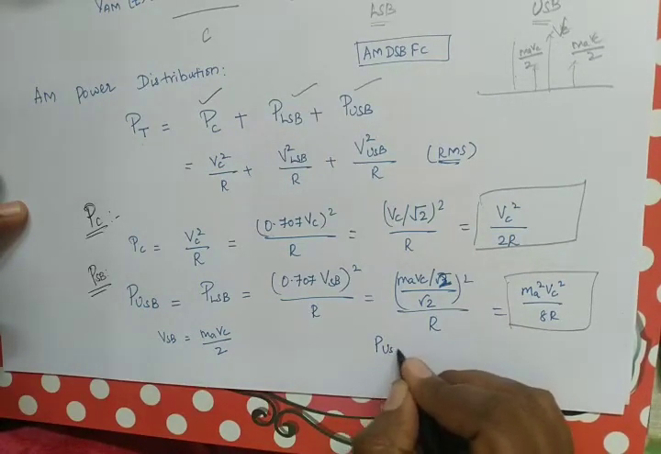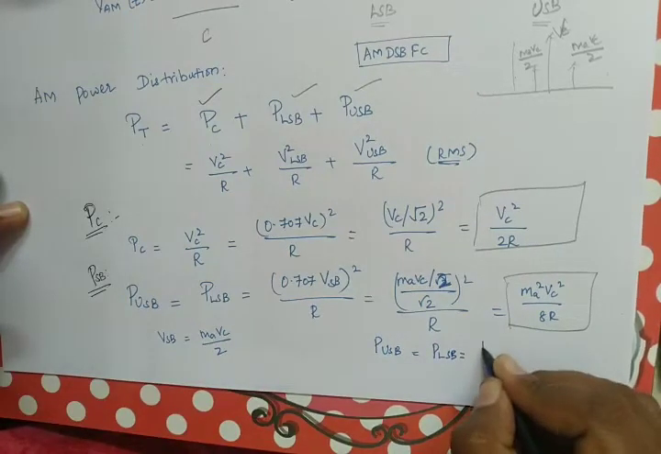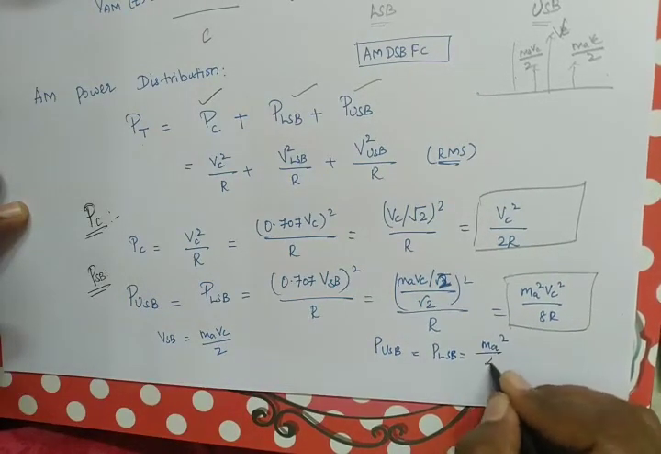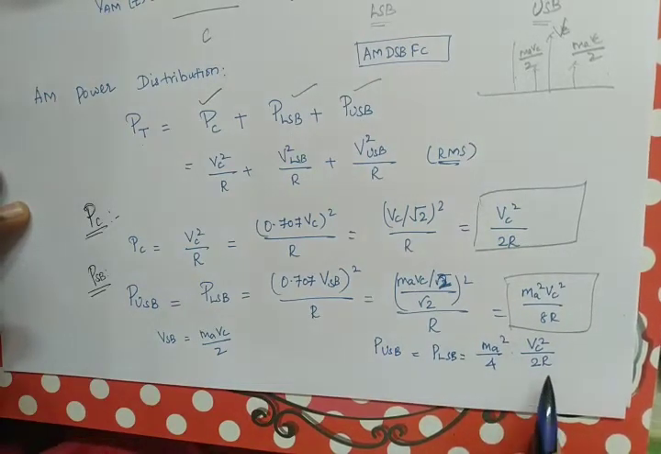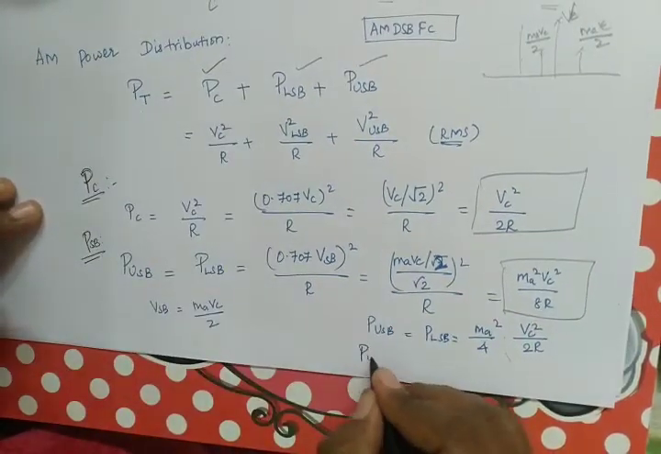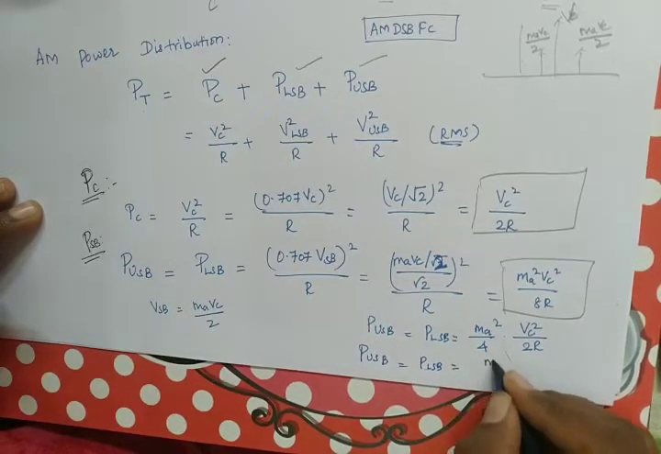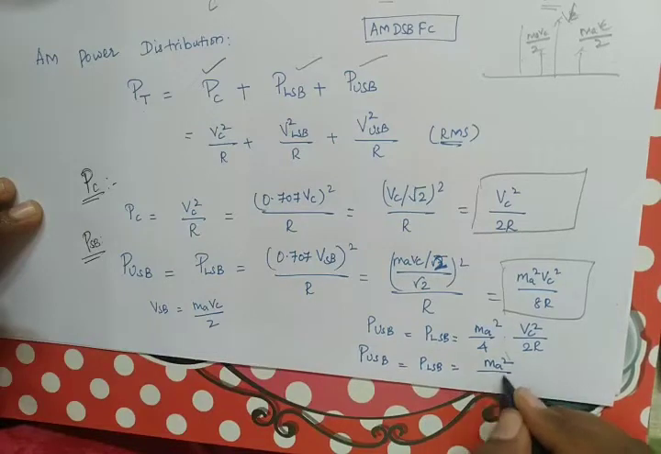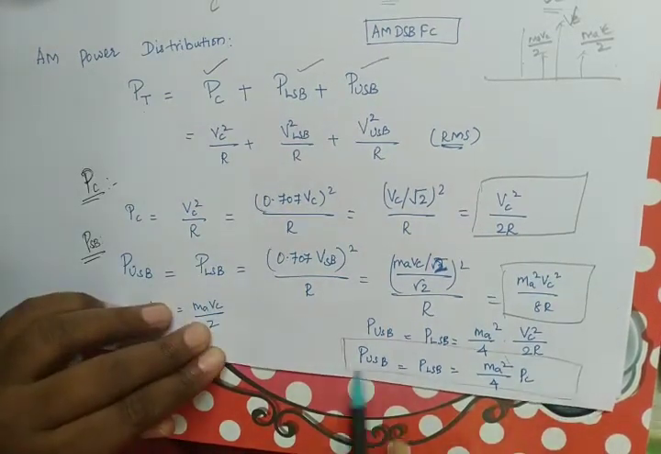P upper sideband, which is equal to P lower sideband, which is equal to MA square by 4 into VC square divided by 2R. Now what is this VC square by 2R? We know that VC square by 2R is equal to PC. Now we can replace this as P upper sideband, P lower sideband, which is equal to MA square by 4 into PC. So this is our sideband powers.